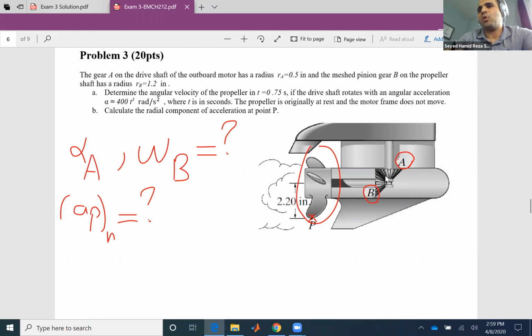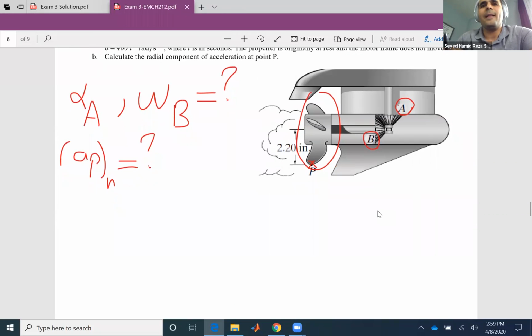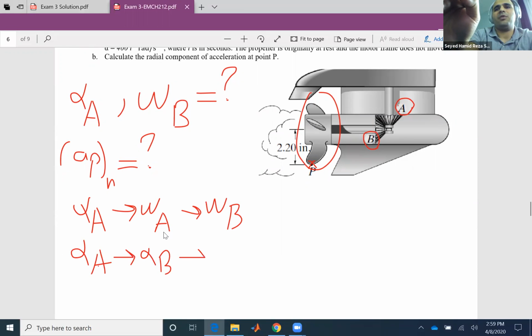So for this problem, we can write the gear ratio. It's true that we are dealing with bevel gears that are connected in a conical pattern, but the gear ratio is valid here as well. But before writing, we can either find omega A first based on alpha A, and then write a gear ratio to find omega B. Or based on alpha A, we can find alpha B, and then find omega B. Both approaches are really the same thing.